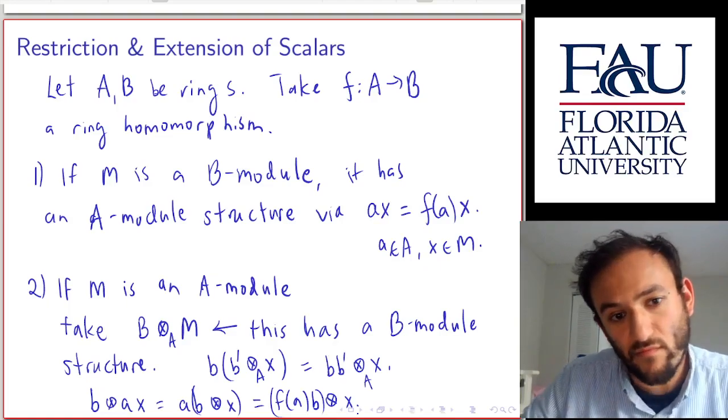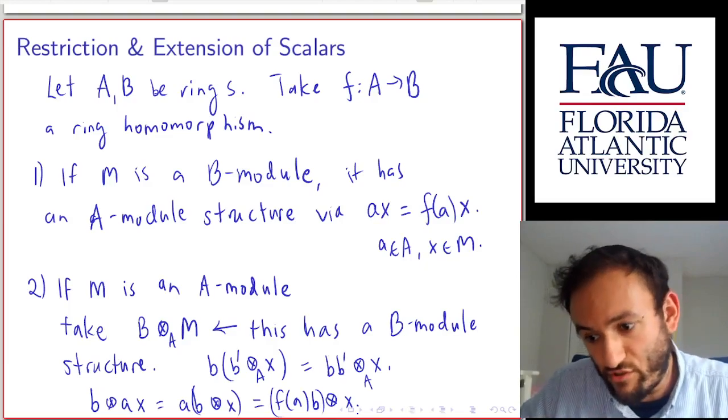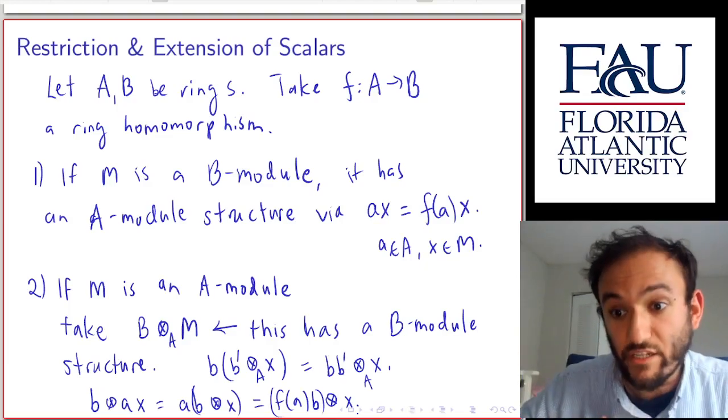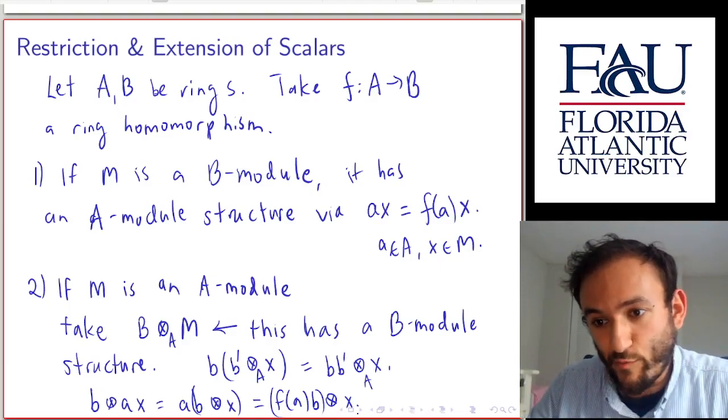Okay, and these two module structures tend to have nice things in common, like finite generation as one type of module gives you finite generation as the other type of module. And you can see this in Atiyah-Macdonald for more detail.